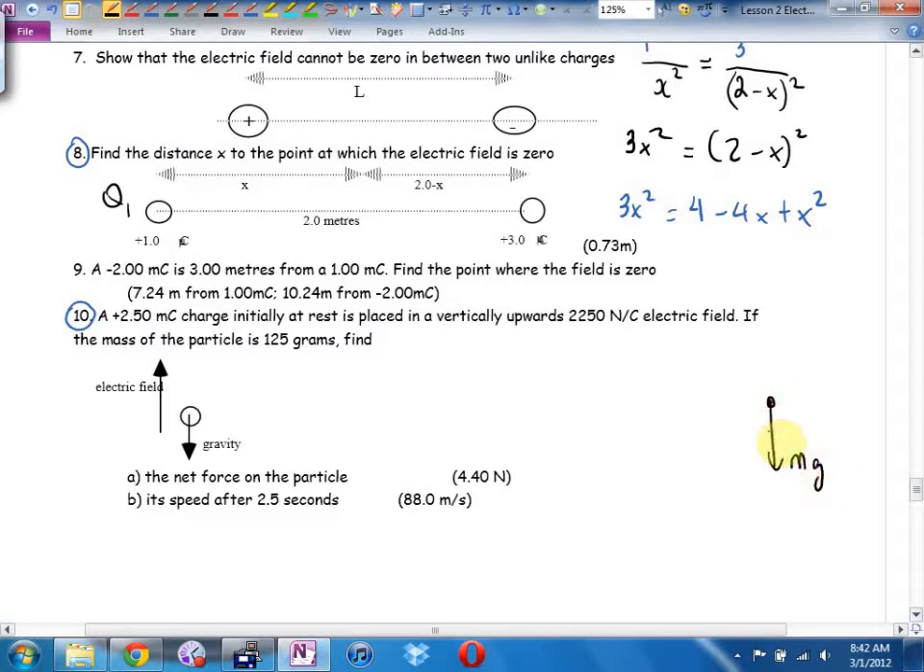What else? What's lifting it up? Well, it says it's being in a vertically upward... Fe. The electric force is pushing it up. Find the net force on this particle. Who's winning? I'm not sure, but when it says its speed after 2.5 seconds, I'm thinking maybe the upwards force is winning. If I'm wrong, I'll just get a negative acceleration and I'll know to quickly flip it.